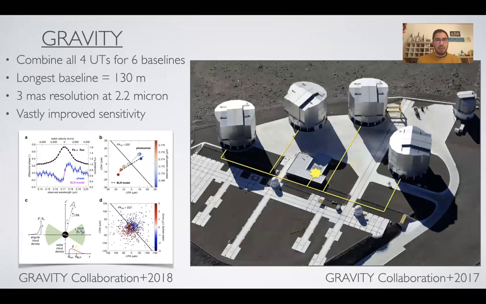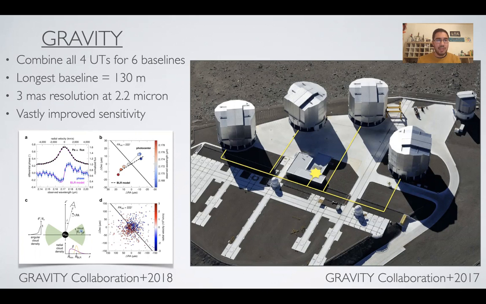So as I mentioned, we'll be using GRAVITY. GRAVITY is a second generation instrument on the Very Large Telescope Interferometer that combines the light from all four of the UTs to get simultaneously 6 different baselines. This gives us a resolution of only 3 milliarcseconds in the K-band at 2.2 micron. But really, the greatest advantage and the greatest success of GRAVITY is its vastly improved sensitivity, which allows us to use interferometry on very faint objects.